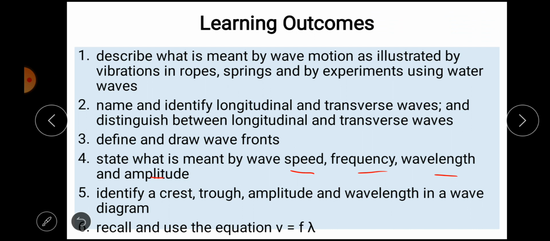And identify and draw a crest, amplitude, wavelength in a wave diagram. And be able to use this equation: V equals frequency times wavelength.